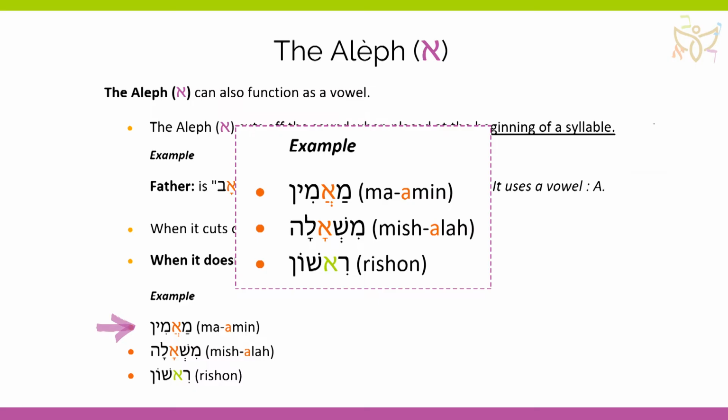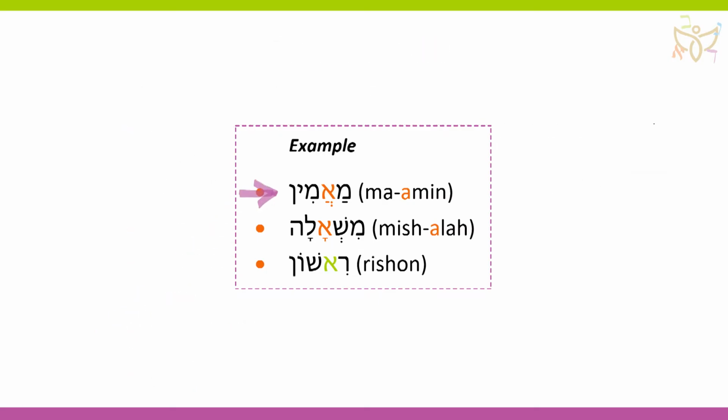Okay, now let's analyze this. Ma'amin is a conjugated verb meaning to believe. In this word, the Alèph is placed after the syllable ma, and it clearly marks a break between the syllable ma and the rest of the word, and we can notice that it carries the vowel a. Another example is mish-ala, which means wish. Here, the Alèph is in the middle of the word, starting the syllable al, and there is a slight break between the syllable mish and the rest of the word ala. Similarly, we can see that it carries a Qamatz.